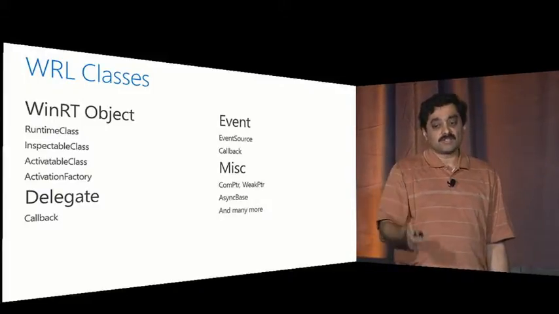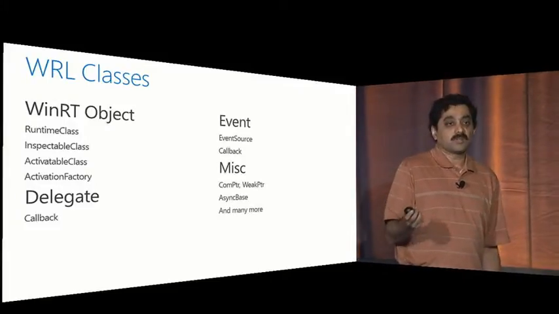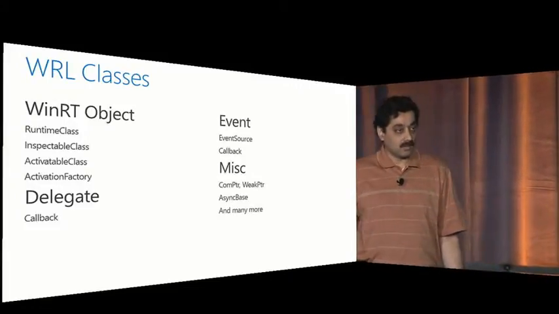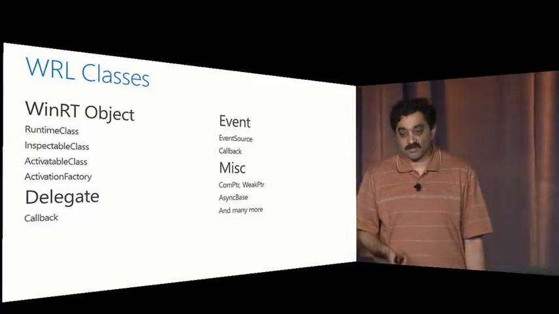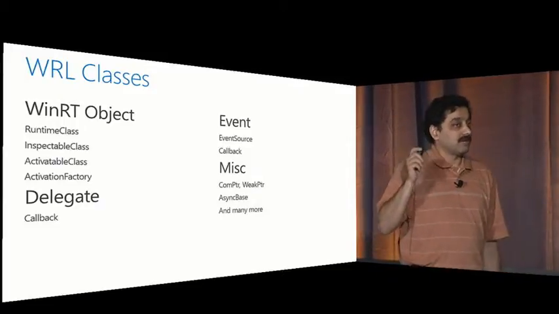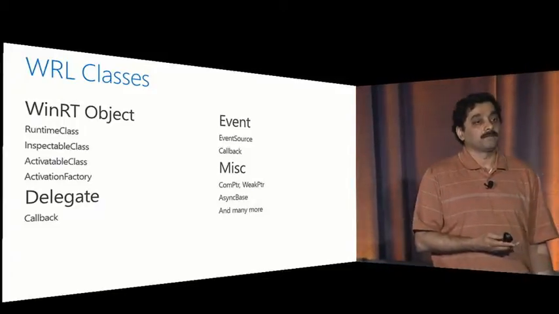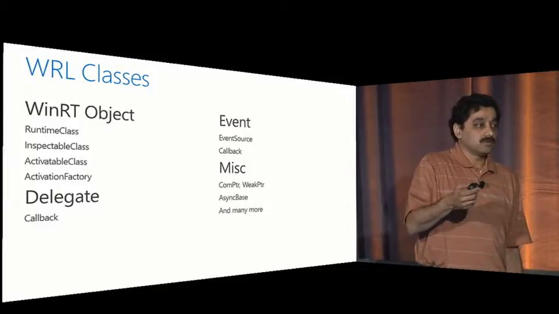And then there's miscellaneous things. So there's comp pointer and weak pointer, which are the reference counting helpers. If you've used ATL, CComPtr is very similar to ComPtr. And then there's the async base. If you're writing async operations with WRL, async base helps you in some way.